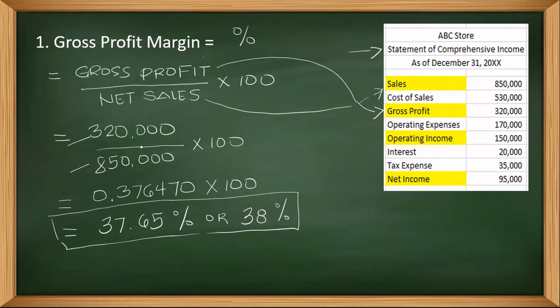So what is the gross profit margin? It reports the peso value of the gross profit earned for every peso of sales. Now, just a reminder, be careful on how to get the net sales. Because based on our given statement, based on the SCI, the sales is already the net sales. But how do we really get the net sales? So if you have the gross sales, with a given value.